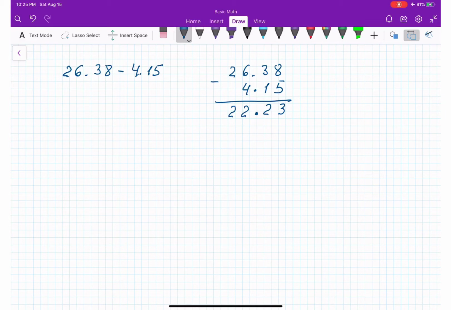Next one. 6.4 minus 2.9. Okay, 6.4 minus, decimal point 2, and here we have 9.